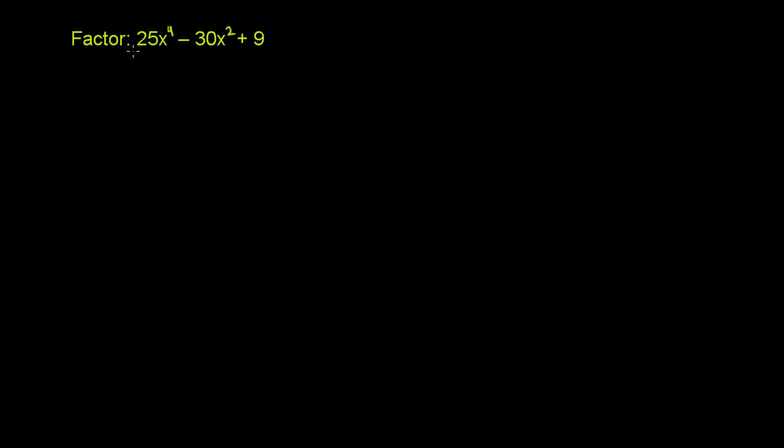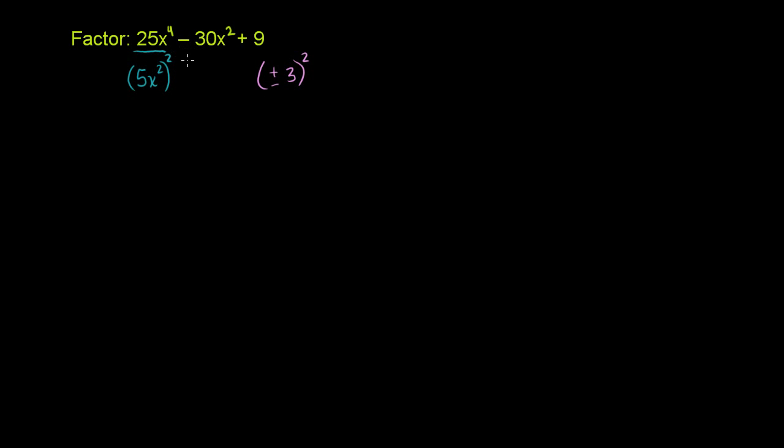So 25x to the fourth, that is the same thing as 5x squared squared, right? So it's a perfect square. 9 is the exact same thing as, well, it could be plus or minus 3 squared. It could be either one. Now, what is 30x squared? Well, what happens if we take 5 times plus or minus 3?